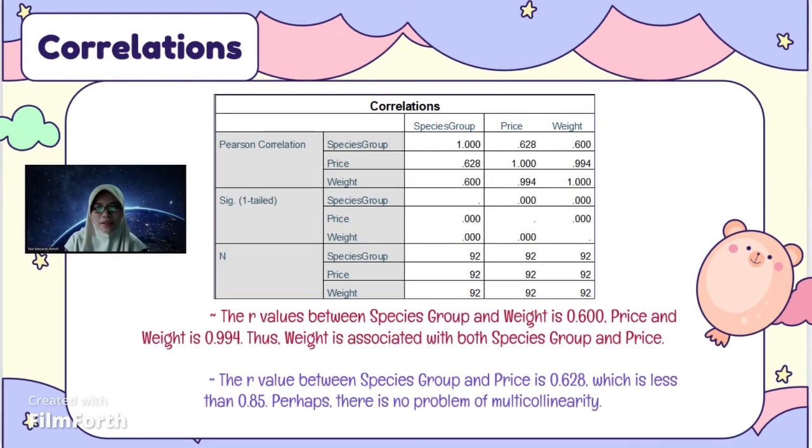Secondly, correlations. The R values between species group and weight is 0.600, price and weight is 0.994. Thus, weight is associated with both species group and price. The R value between species group and price is 0.628, which is less than 0.85. Perhaps there is no problem of multicollinearity.